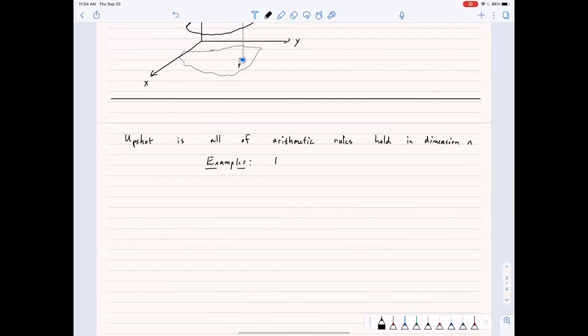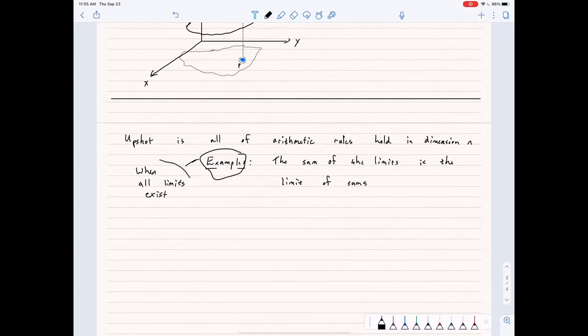But some examples are, the sum of the limits is the limit of the sums, or the limits of two functions. Of course, all of this is when all limits exist. So put that into any of your statements here. So the sum of the limits is the limit of the sums. You can replace sum with products, difference, and so on.